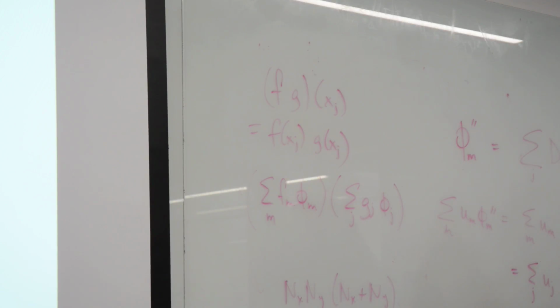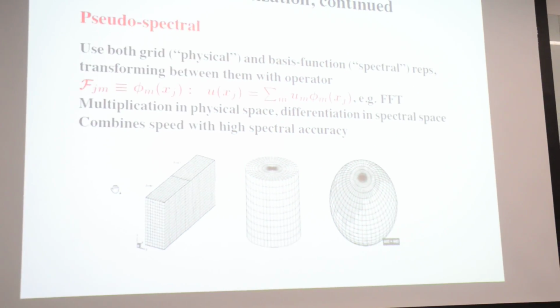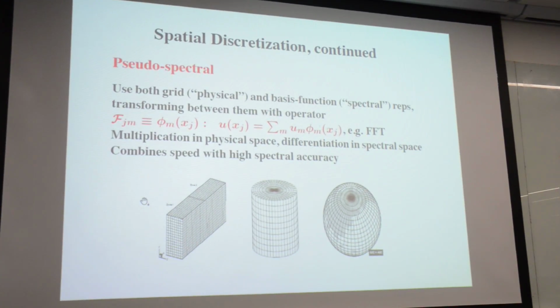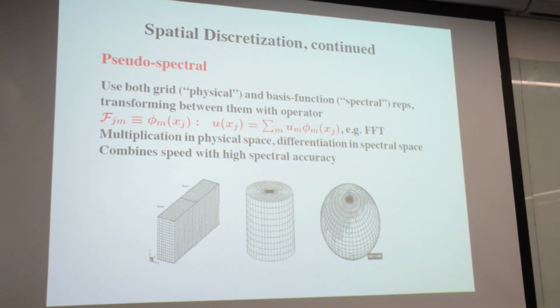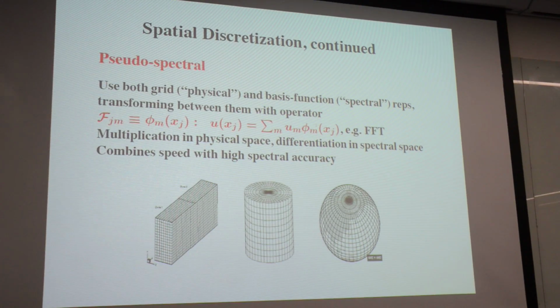You can do each operation in the step in which it is cheap. So this combines speed with high accuracy. And you can do this in your pictures of various tensor product domains, a Cartesian, a cylindrical, and a spherical. Okay, so I believe that this is the fastest way to do numerical methods for those domains.